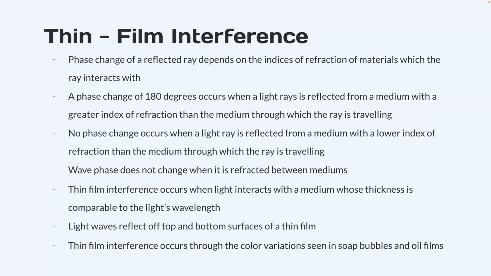Thin film interference occurs when light interacts with a medium whose thickness is comparable to the light's wavelength, and the light waves reflect off the top and bottom surfaces of the thin film. Thin film interference shows up as color variations, and this can be seen in soap bubbles and oil films.